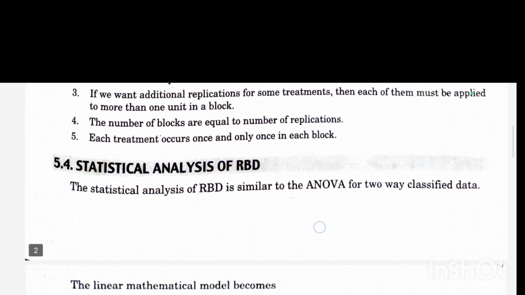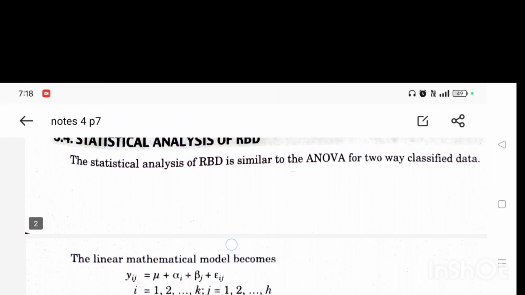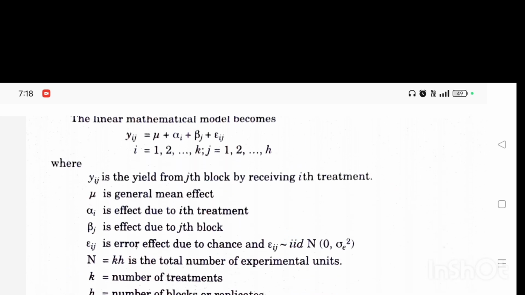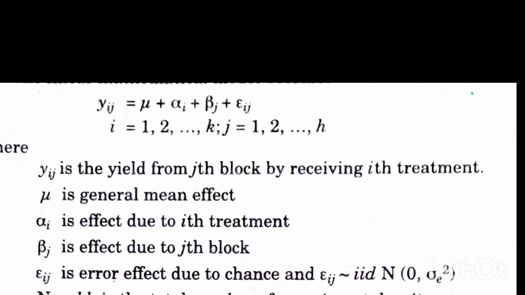Now just look at the statistical analysis of the RBD. The statistical analysis of RBD is similar to the ANOVA for two-way classified data. The linear mathematical model becomes Yij equals mu plus alpha i plus beta j plus epsilon ij, where i can take the values from 1 to k, and j can take the values from 1 to h or n.